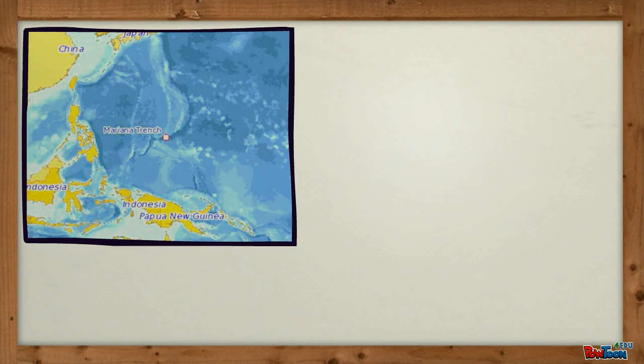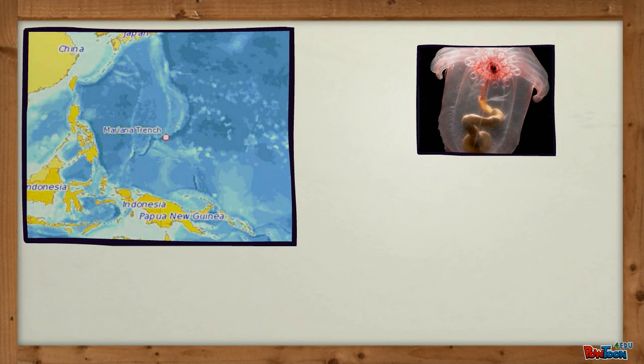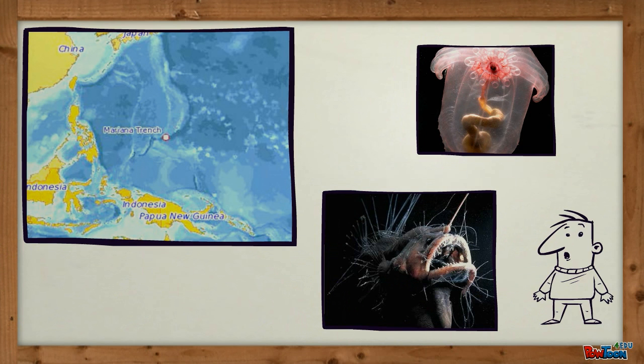By the way, the world's largest submarine valley is the Mariana Trench, located in the western Pacific Ocean, and it has a maximum known depth of 6.8 miles, and it's home to lots of interesting creatures.